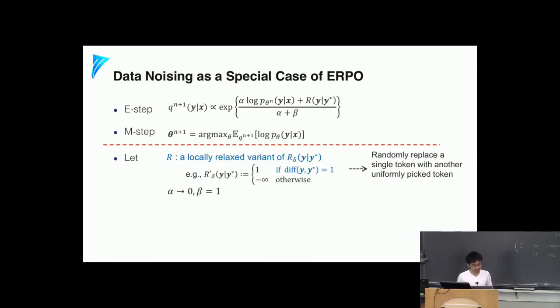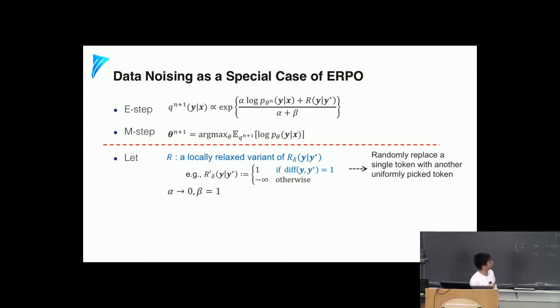Okay, so then the fourth method, data noising. As I said, data noising is basically the same as the REMO method, and the only difference is that here we use some heuristics to change this delta reward of MLE. Here we use a locally relaxed variant.